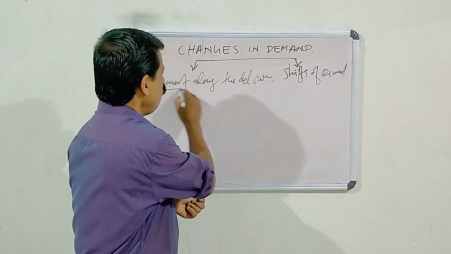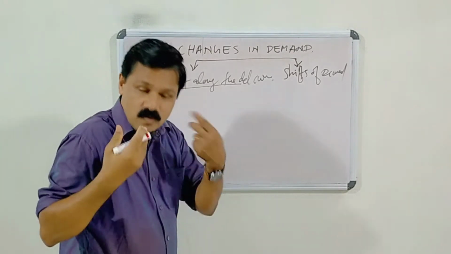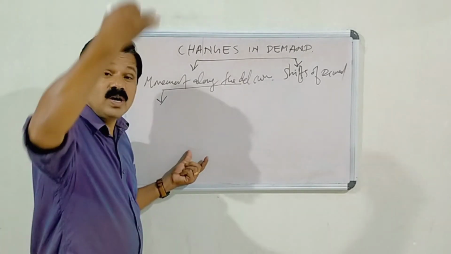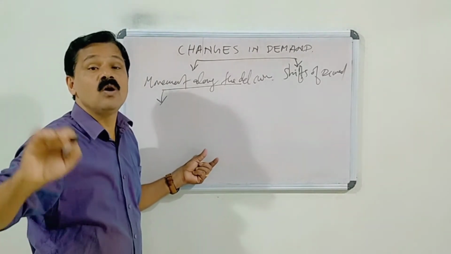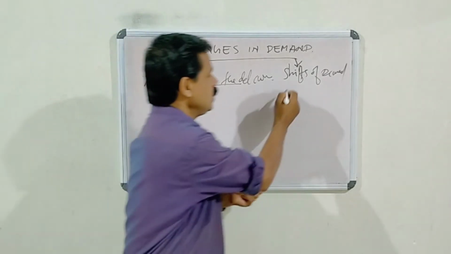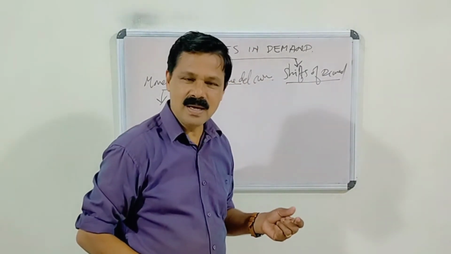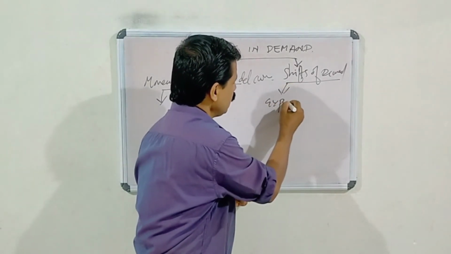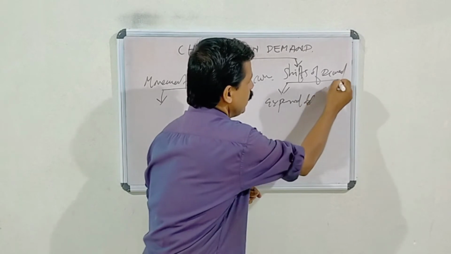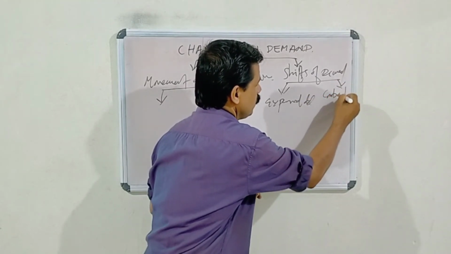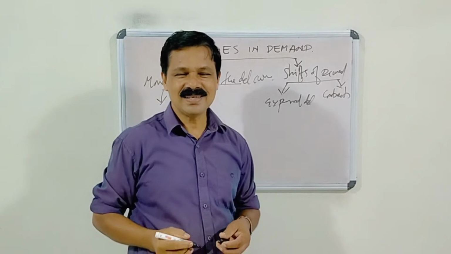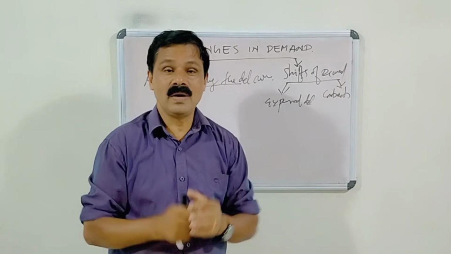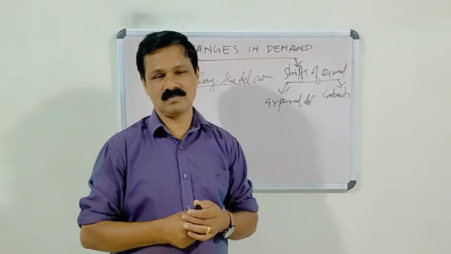Again, see, movement along the demand curve may be further classified as upward movement and downward movement along the demand curve. Similarly, shifts of demand may be further classified as expansion of demand and contraction of demand. Right? Let us discuss all these things in detail with the help of diagrams.